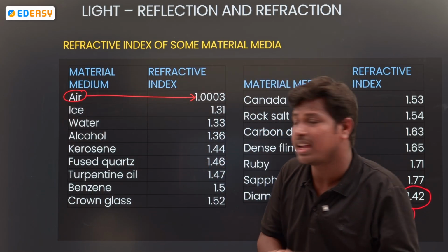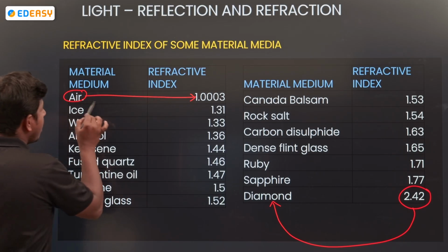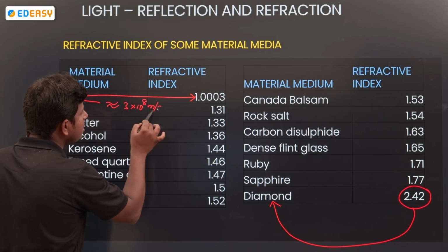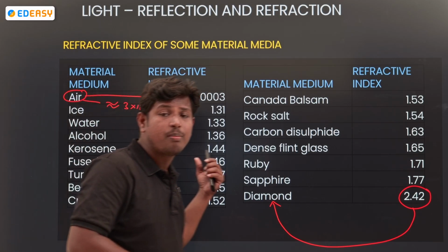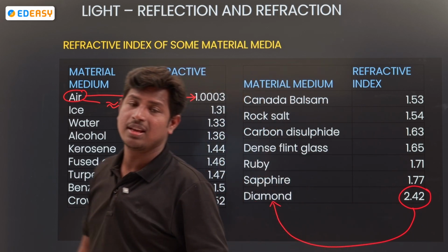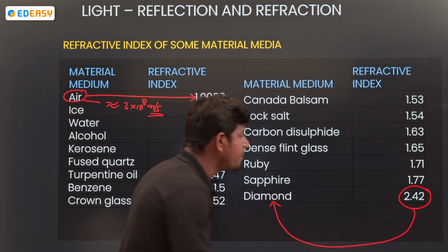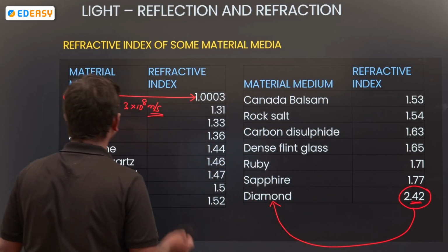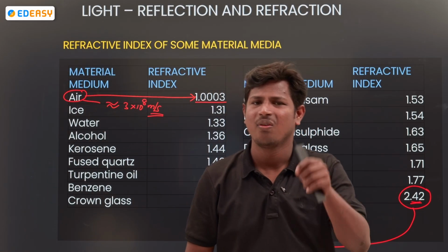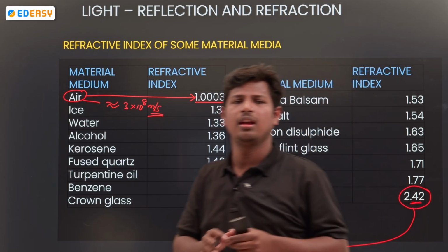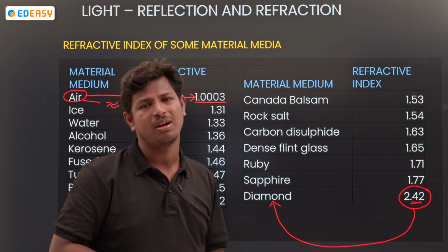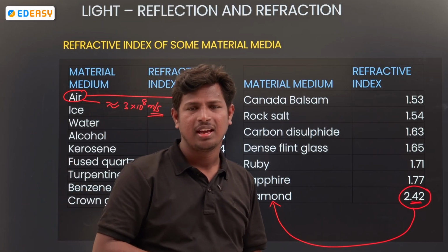That's why the speed of light in air we approximately take as 3 into 10 to the power of 8 meter per second. Remember air's refractive index and diamond's refractive index. The refractive index of diamond is 2.42. The refractive index of air is 1.003, approximately you can take it as 1. And the speed of light in air is approximately 3 into 10 to the power of 8 meter per second. Can we go for the next one?